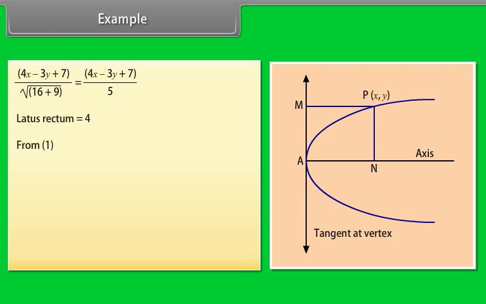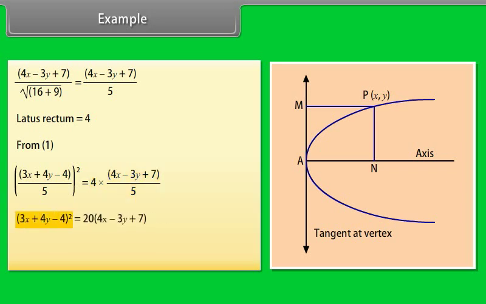From equation 1, (3x plus 4y minus 4 upon 5) whole square is equal to 4 into (4x minus 3y plus 7 upon 5). So (3x plus 4y minus 4) whole square is equal to 20 into (4x minus 3y plus 7). This is the required equation of the parabola.